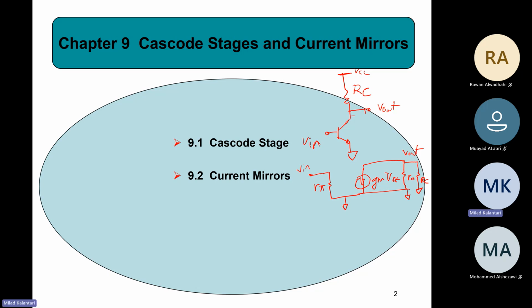And then how is the gain? The gain would be RO in parallel to RC, basically times GM. There is a negative sign, V out over V in. So how can we increase the gain? Because we are looking for the high gain for the op-amps, right? This should be a building block for the op-amp. How can we increase the gain?